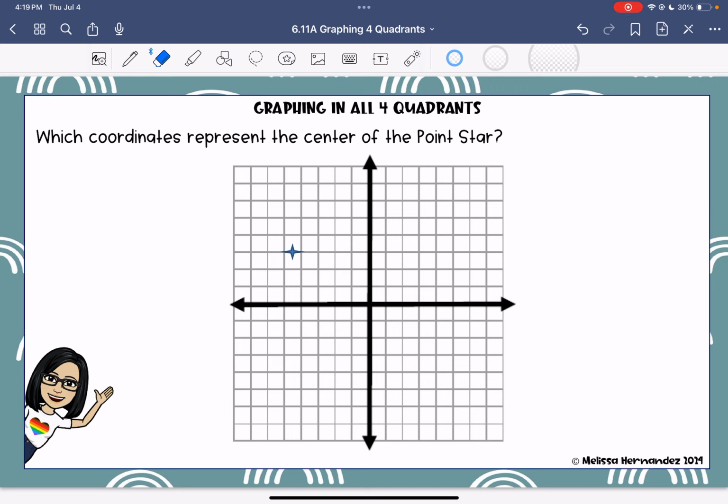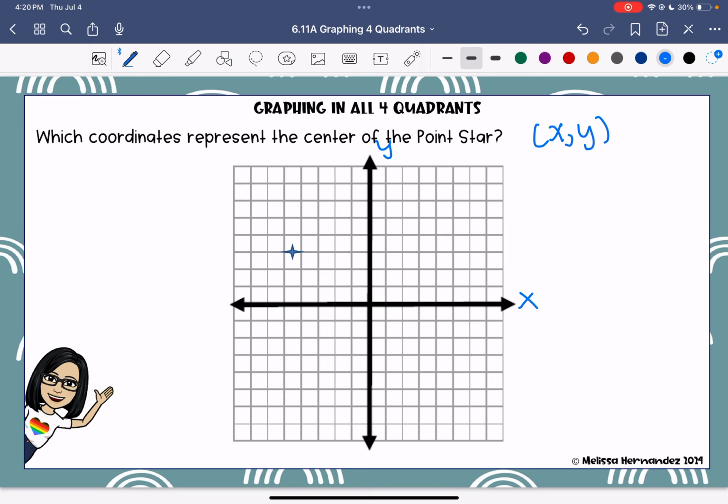Well, let's refresh our memory, and we want to label our x-axis and our y-axis. The x-axis goes horizontal, and then the y-axis is vertical. And anytime you graph a point or want to determine the location of a point or coordinates, you always start off with x, and x is always first. So it would always look like this.